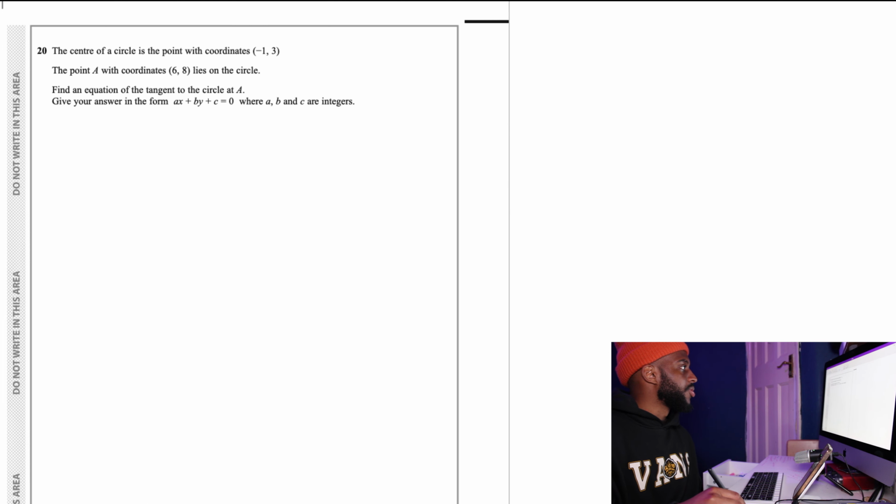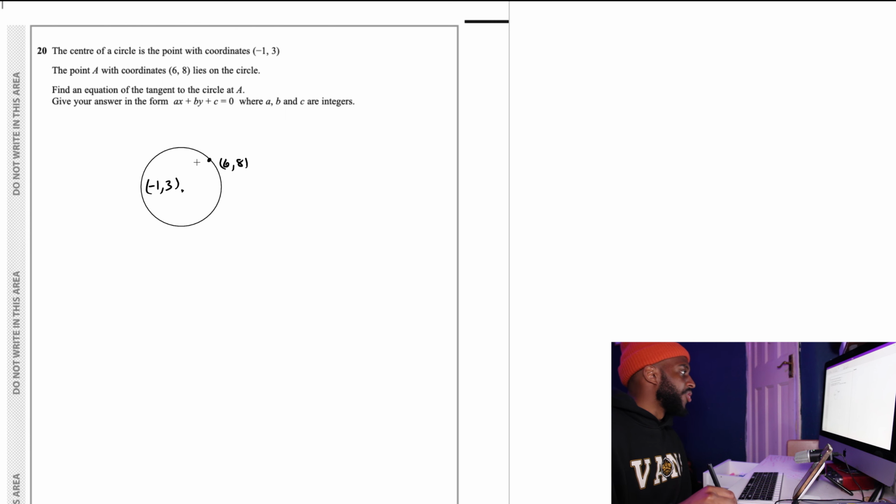So first of all, let me just draw out a circle to allow you to visualize it a bit better. There we go. It's told us the center of the circle, and the center of the circle is with these coordinates. So minus 1, 3, that's for the center. And then somewhere over here is point A, which is 6, 8. And we need to find the tangent.